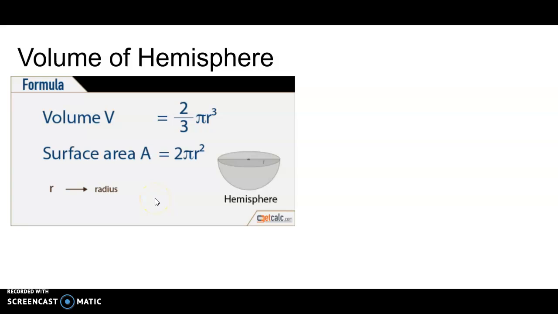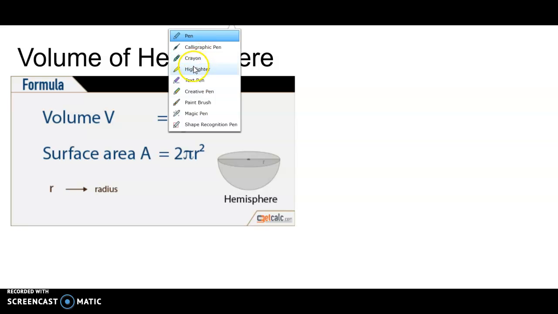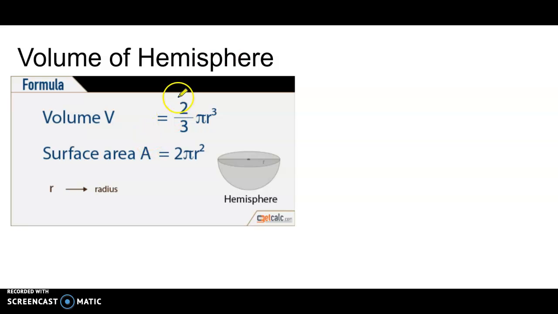Alright, so let's look at hemispheres. Now, I want you to ignore the surface area formula. I just really liked this visual. And okay, so we have the volume of a sphere, and the volume of a sphere has 4/3 pi r cubed. Well, the hemisphere is half a sphere. So we are just going to take half of the 4/3. Well, half of 4/3 is 2/3.